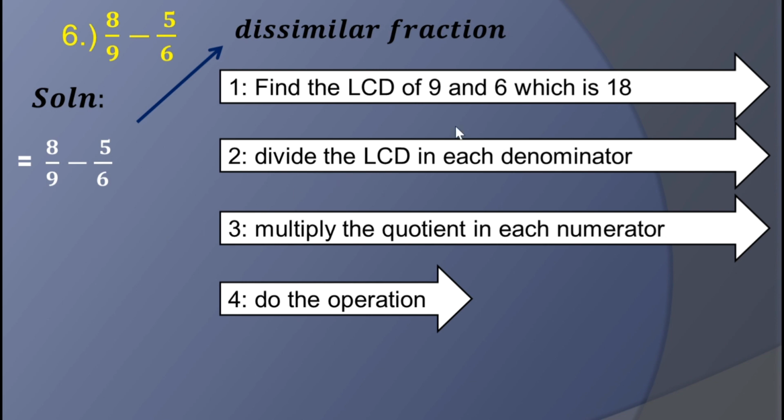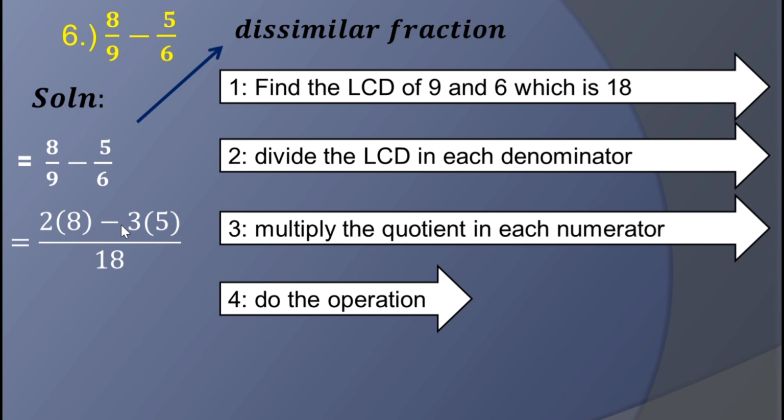Then right after that, the LCD will be divided by the denominator. So we have now 18 divided by 9. That is 2, and times the numerator. Multiply the quotient to each numerator. 18 divided by 6, that is 3, times the numerator.